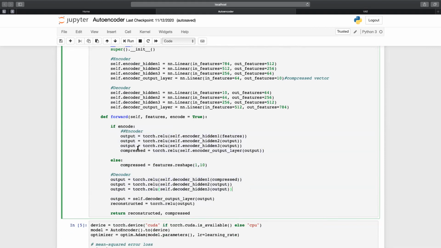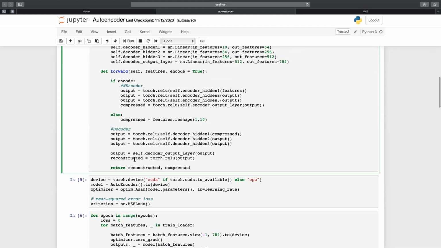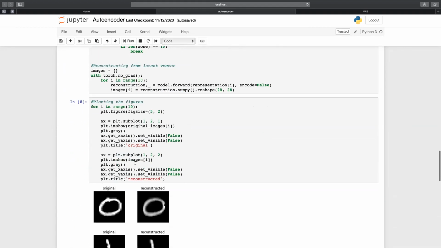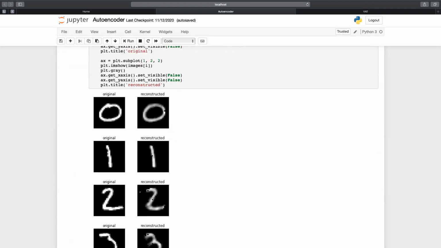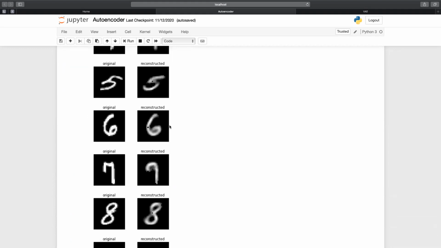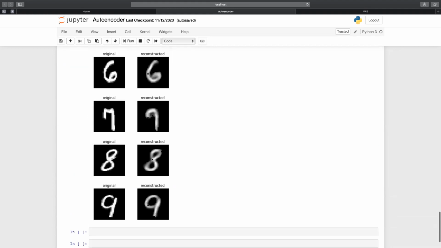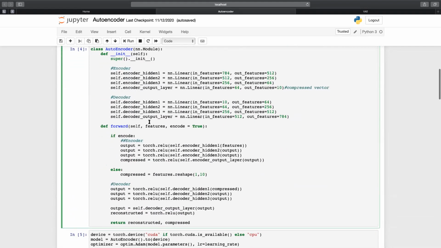And sometimes, when you're training, you want to use the encoder only to encode images. Sometimes you want to use the decoder. When you're training, you're using them both. And that's what these if conditions are. And this is how the reconstruction and the original images look like. So this was the original image, and this was reconstructed from a 10 dimensional compressed vector. And that's what an autoencoder looks like.